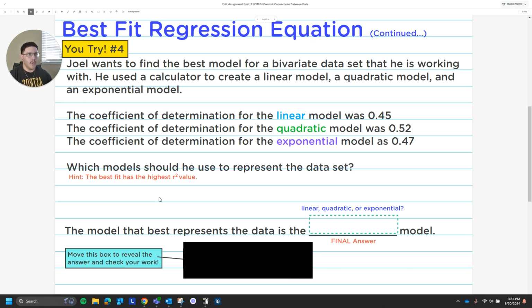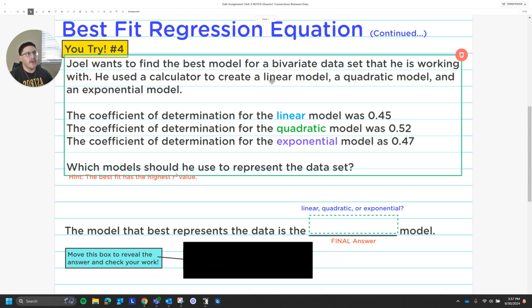Okay, you try number 4. Joel wants to find the best model for a bivariate data set that he is working with. Bivariate basically meaning two different data sets put together to show a relationship. They could be related, they could not be related, doesn't matter. He's just putting two different data sets together to create this scatter plot.